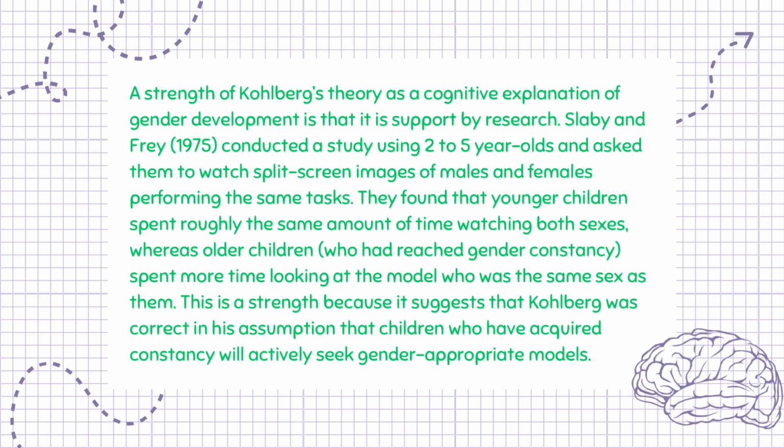A strength of Kohlberg's theory as a cognitive explanation of gender development is that it is supported by research. Slaby and Fry, 1975, conducted a study using 2 to 5-year-olds and asked them to watch split-screen images of males and females performing the same tasks. They found that younger children spent roughly the same amount of time watching both sexes, whereas older children, who had reached gender constancy, spent more time looking at the model who was the same sex as them.